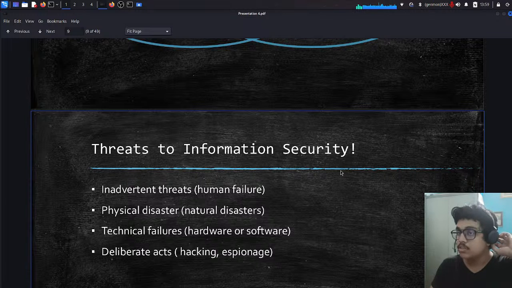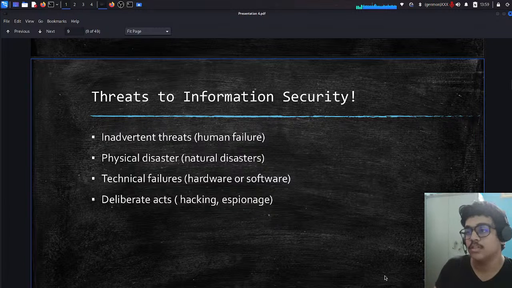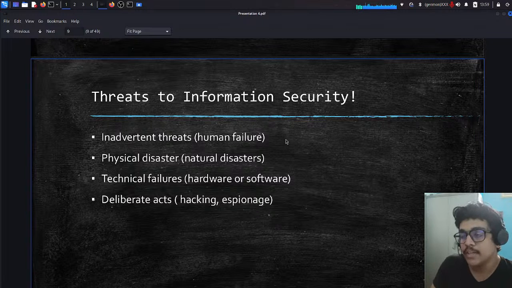So let's just move to another session. What are the threats to information security? There are four major threats to information security. First threat is inadvertent threats, that is human failure. Let's take an example. If you have deleted the information stored on your PC or mobile phone by yourself, by mistake, this is known as an inadvertent threat to your information.